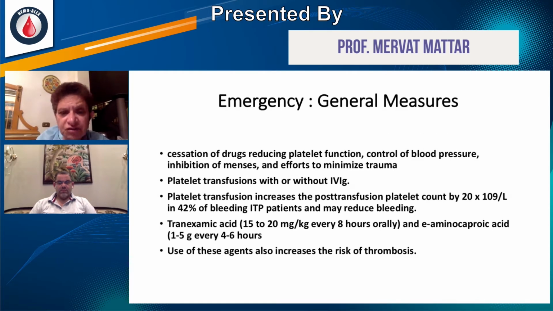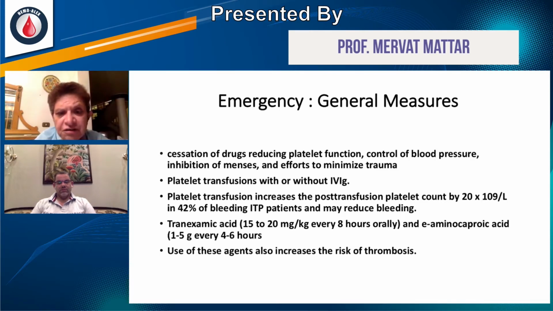How about the use in emergency? Because some people present as an active first-line ITP in an emergency situation. You have to do general measures such as stopping drugs that can reduce the platelet function, for example, non-steroidal anti-inflammatory drugs and others. You have to control the blood pressure. You have to inhibit the menstruation if there is menorrhagia, and try to minimize trauma. You go for platelet transfusions, but be careful with platelet transfusions. You only give them if there is emergency bleeding. And you can add IVIG with them to try to stop the destruction of the transfused platelets.